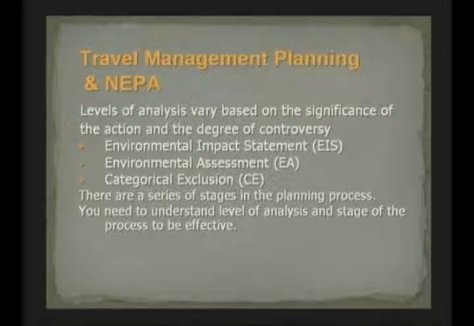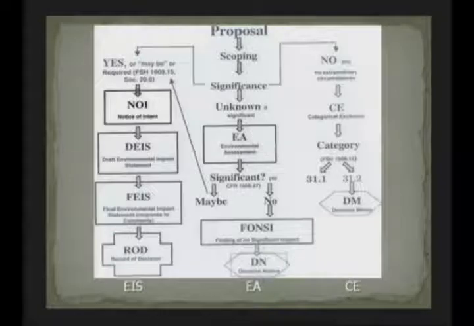The environmental assessment is used as a mid-range analysis process. The categorical exclusion, or CE, is used for the smaller projects. Some CEs can be appealed, and some cannot. In the rest of this module, we will talk about the steps in the process. You need to understand each level of analysis and stage of the process in order to have your involvement efforts be effective. This chart shows the general steps in each of the levels of analysis.